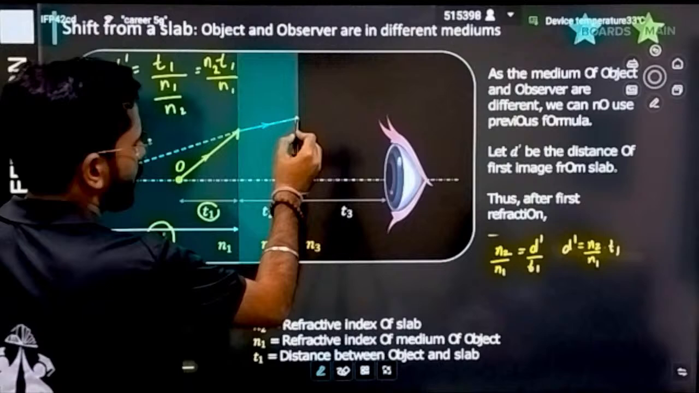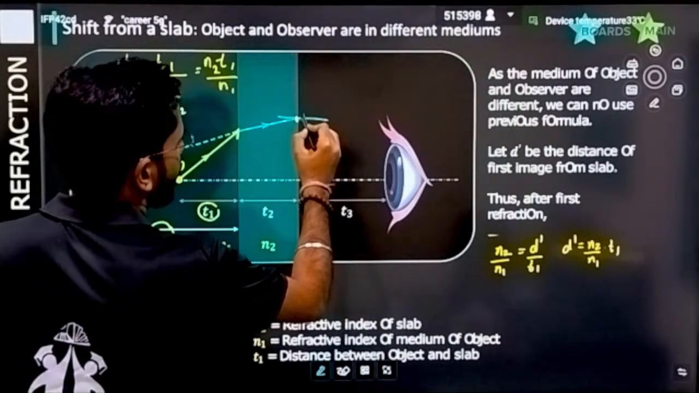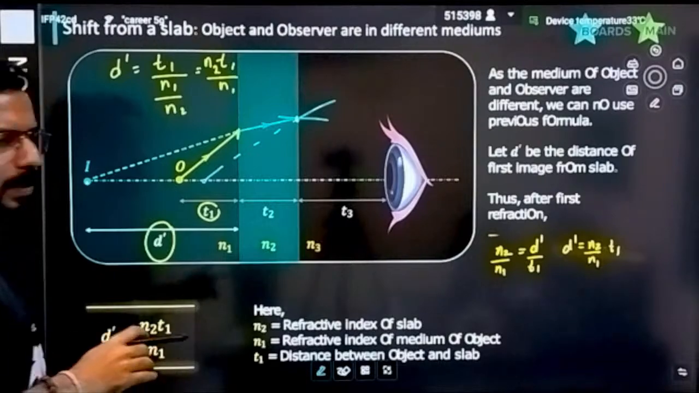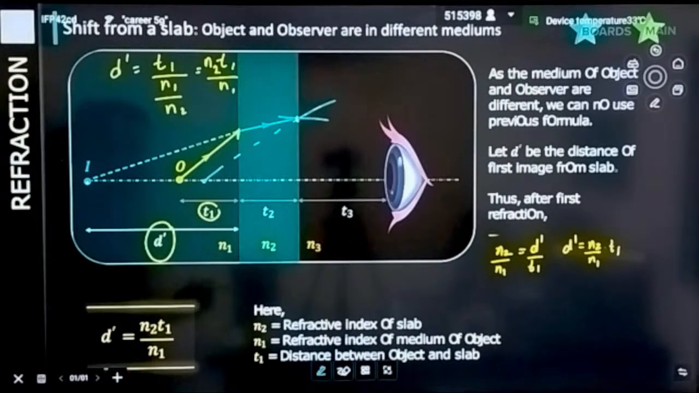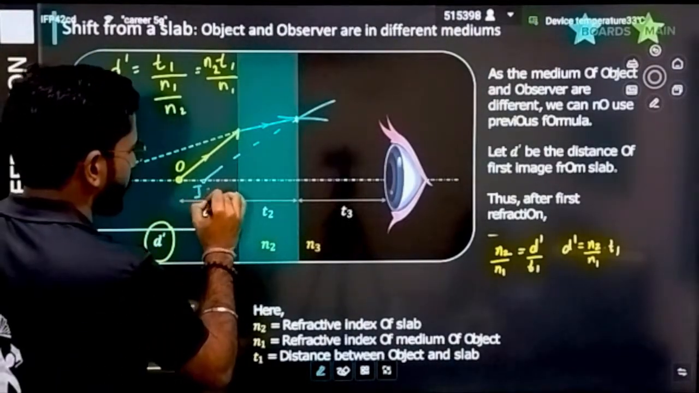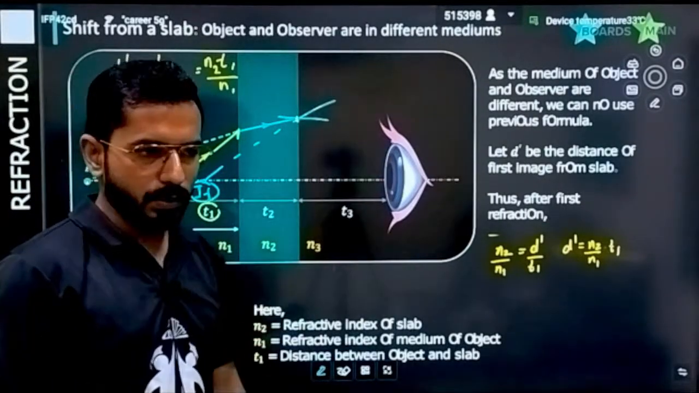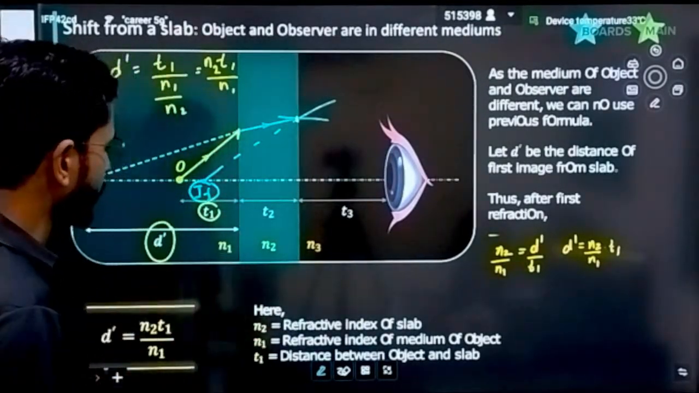Let's suppose here the image is forming, it is going like this away from the normal, and let's suppose here is the final image forming. I don't have any values, so let's suppose here is a final image forming, and after that of course the rays will be reaching the eyes, and that's it. That is the two refraction cases.